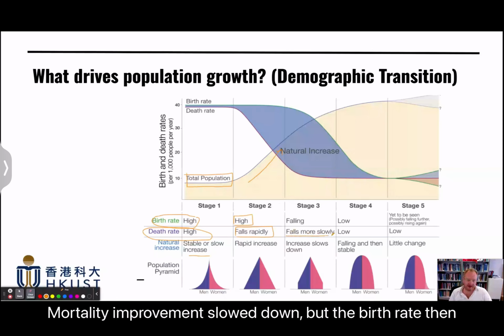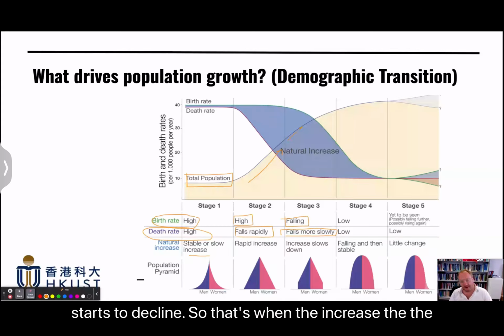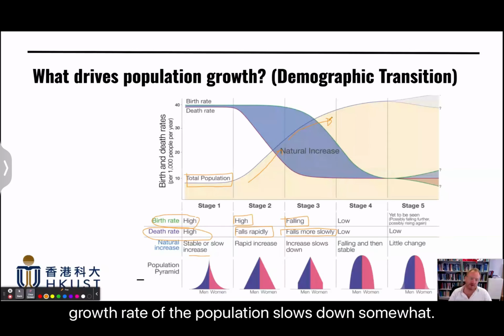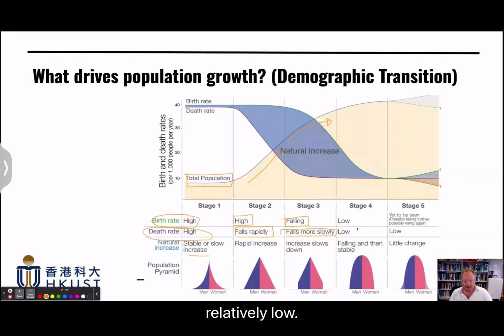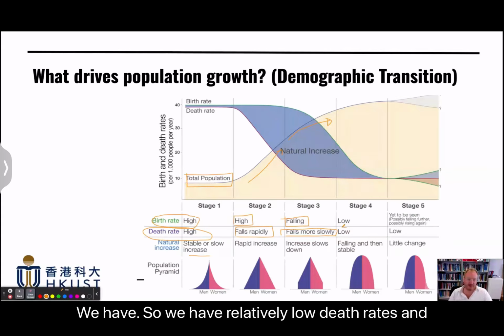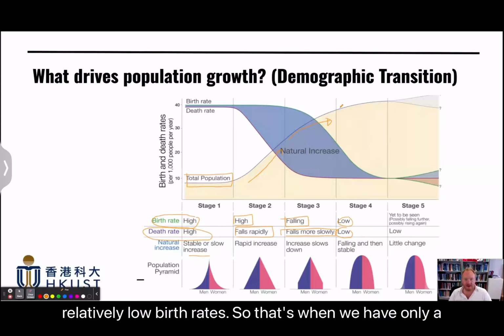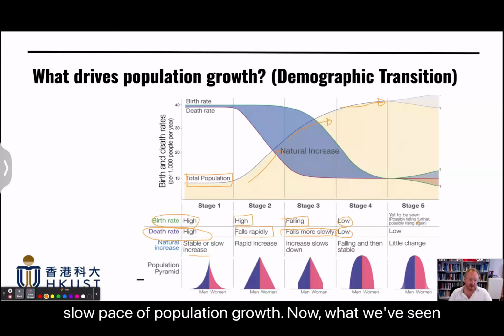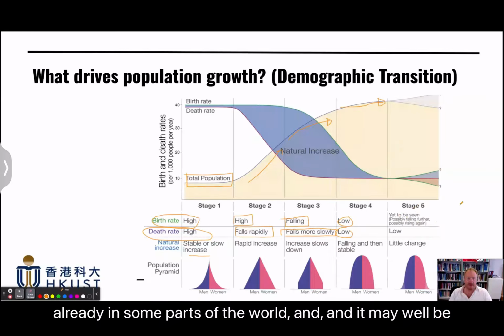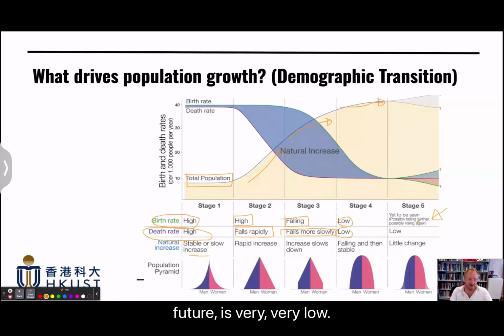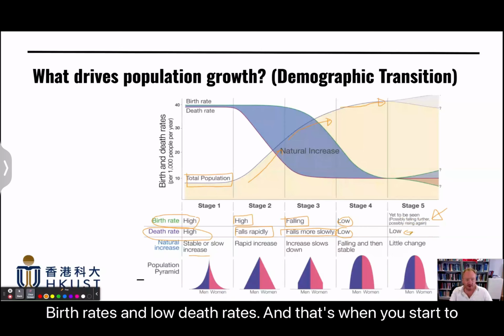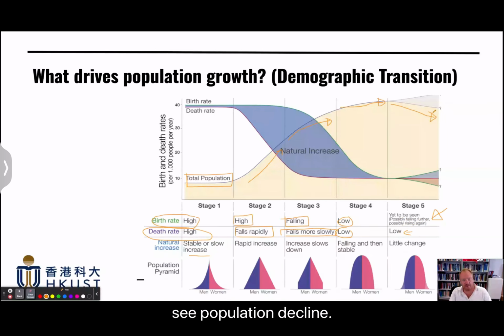Then mortality improvements slow down, but the birth rate starts to decline. That's when the growth rate of the population slows down somewhat. And then you get where we are now, which is relatively low death rates and relatively low birth rates. So that's when we have only a slow pace of population growth. Now, what we're seeing already in some parts of the world, and it may well be the case in other parts in the future, is very, very low birth rates and low death rates. And that's when you start to see population decline.